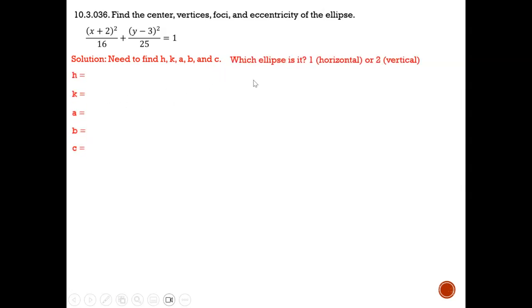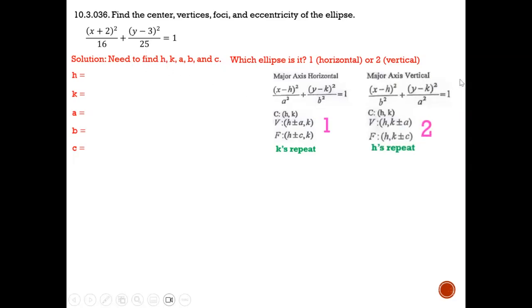Okay, now, this is 10.3, number 36. It says, find the center, vertices, foci, and eccentricity of the ellipse. So here, guys, we need to find h, k, a, b, and c. Again, which one is it? Is it 1 or 2? If you notice, the bigger number is underneath, the y value. The y is on the denominator, which means it's going to be number 2.